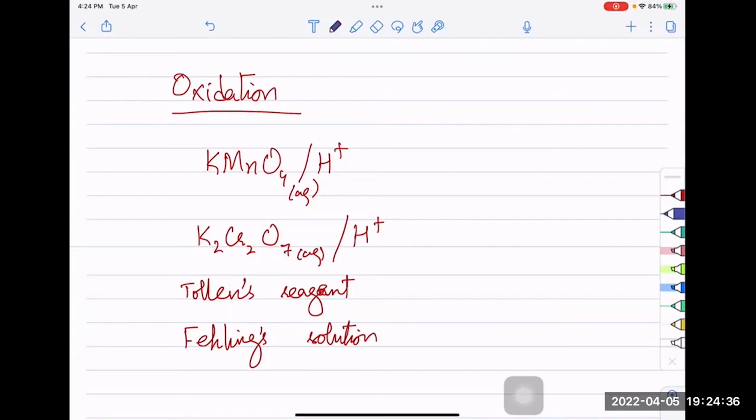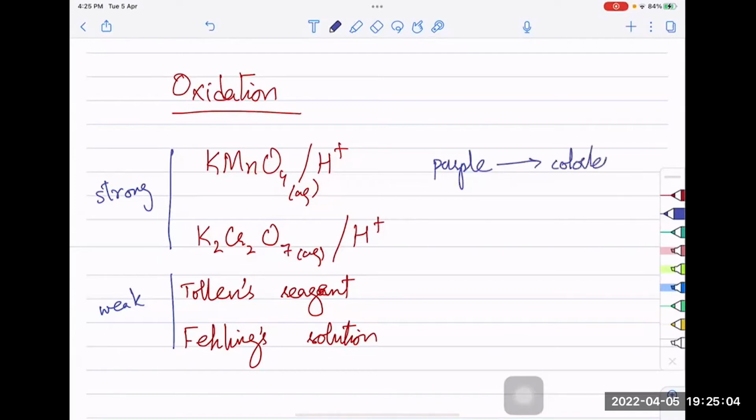Okay, these 4 are our oxidizing agents. Of these, these are strong and these are weak oxidizing agents. Okay. Good. Now, what are the color changes? KMnO4, what are the color changes? So it goes purple to colorless. Very good, purple to colorless. What is the color change for potassium dichromate? It goes orange to green.